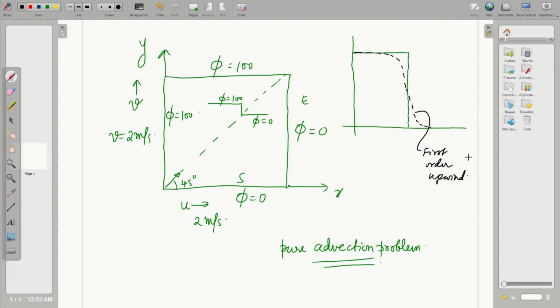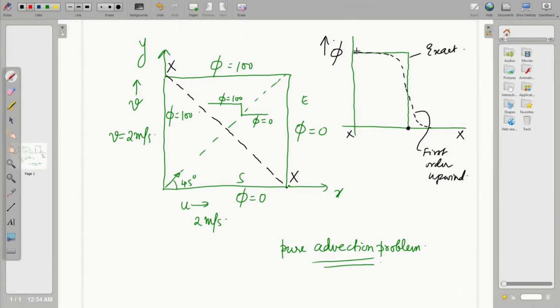This does not come as a surprise really. Now, this plot is actually a representation of how phi changes along this line, which we mark as x x. This may be just around the mid point of that x x line, where the jump change would actually occur. So, this is the exact variation of phi, while the dotted line is the first order upwind's response.